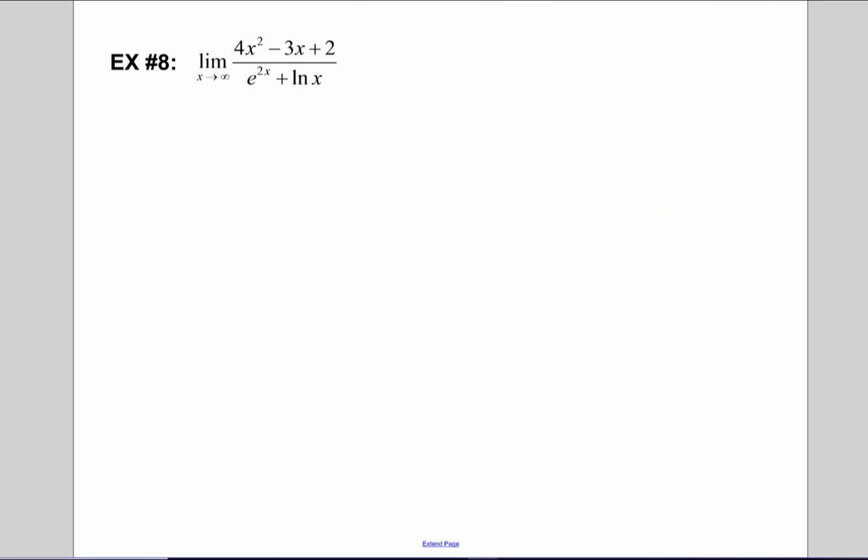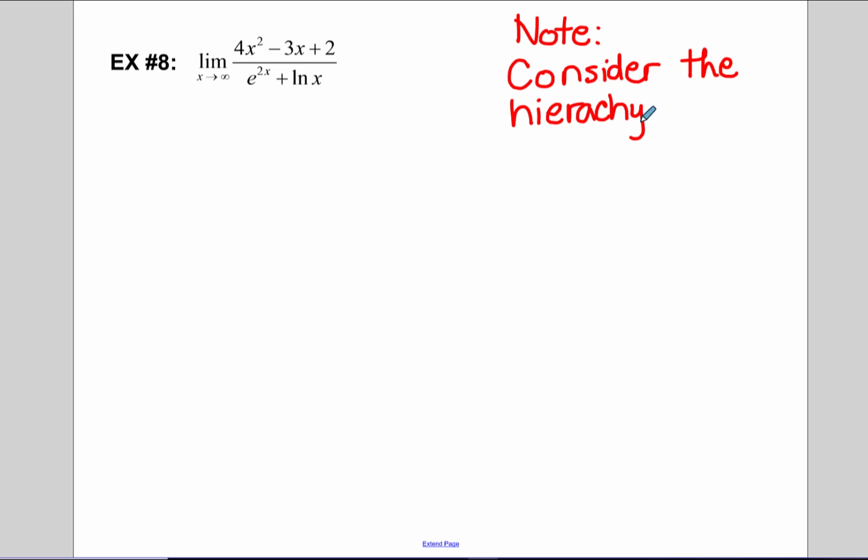A couple more. This one has a parabola in the numerator and an e to the 2x and a natural log in the denominator. So I'm going to make a little note about something, not knowing whether you've seen this in pre-calc or not, but you could consider the hierarchy of the functions and their parent graphs. Hierarchy of functions.